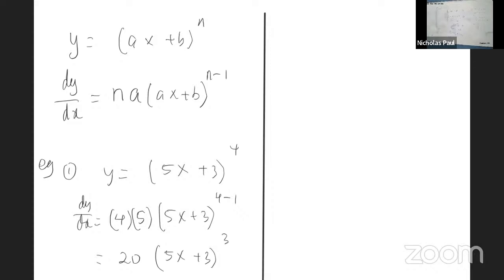I'm going to show you something called chain rule. Actually, wait, I won't show you chain rule. I'm going to give you one more like this. I want to make sure you've got this right. Copy it down.